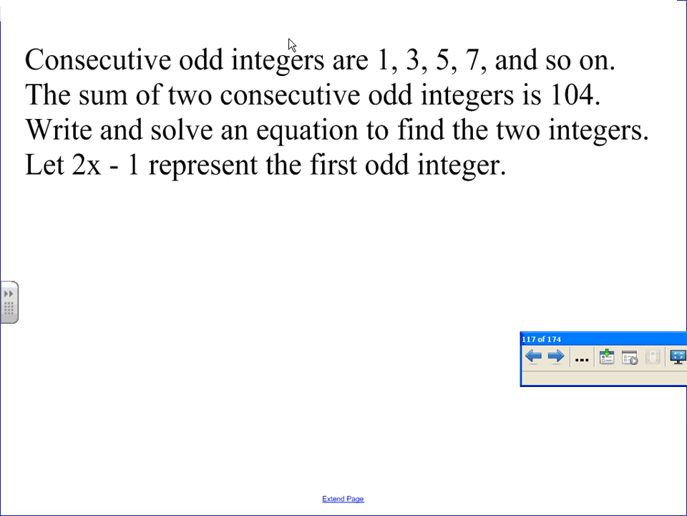Okay. If 2x minus 1 is the first odd integer, what's the next odd integer? Annalise? Good. 2x minus 3. Okay? You could do that as well. Okay? So 2x minus 1, they tell us, is an odd integer. Why is 2x minus 1 an odd integer? Alyssa, why?